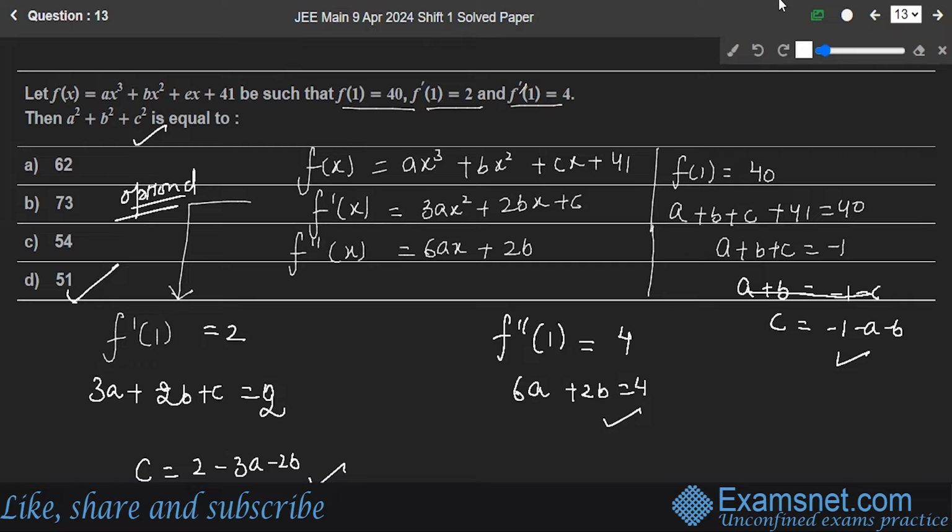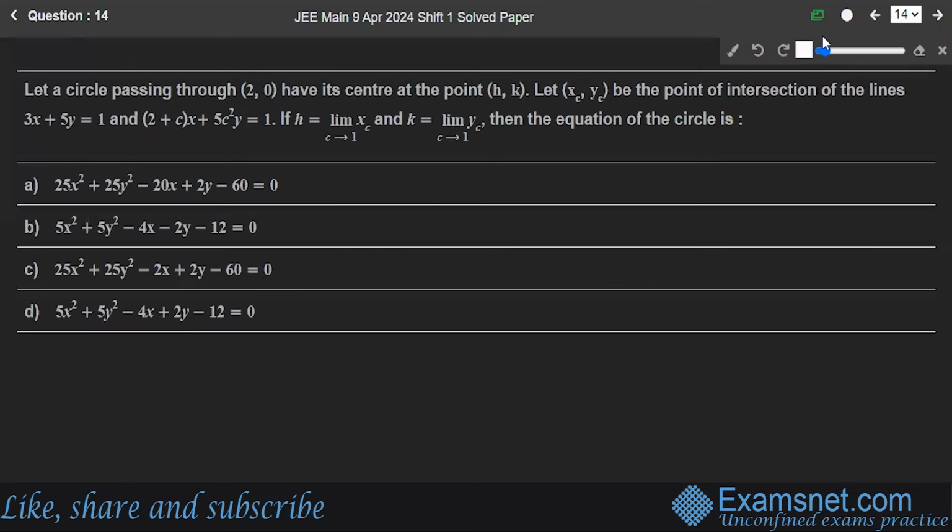Hope you got that. Let's move to the next question. Question number 14. Let a circle pass through the point (2, 0), having the center at (H, K). Let X_C, Y_C be the point of intersection of these two lines, where H is equal to limit C approaching 1 of X_C, and K is equal to limit C approaching 1 of Y_C. Then the equation of the circle is.